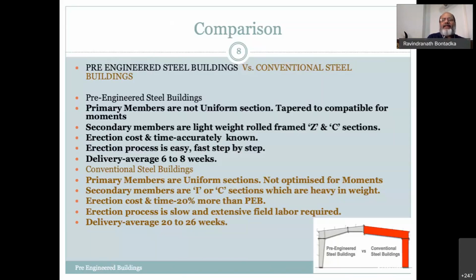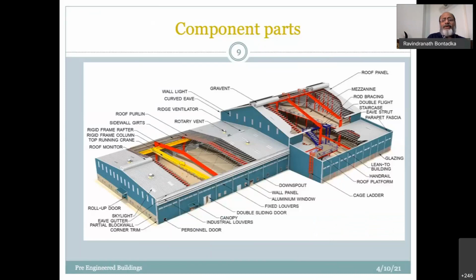Erection cost and time are accurately known. The erection process is simpler and easier, and delivery takes about 6 to 8 weeks. Whereas a conventional building will be much larger, as I mentioned, and delivery is at least about 20 to 26 weeks. That's what it is. What are the component parts we come across in this?